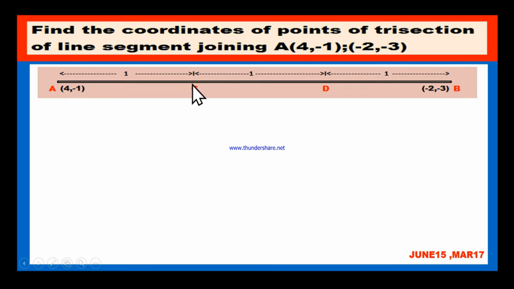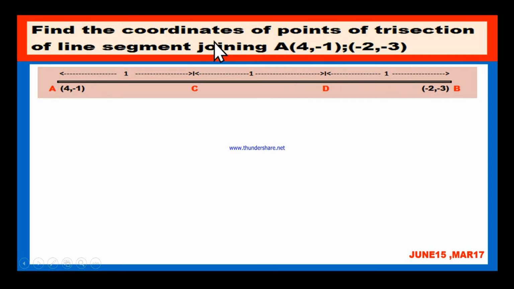Therefore, C may divide AB in the ratio 1:2. Similarly, if you observe D, D is at a distance of 1 plus 1, 2 units from A, and D is at a distance of 1 unit from B. Therefore, D may divide the total line segment AB in the ratio 2:1.